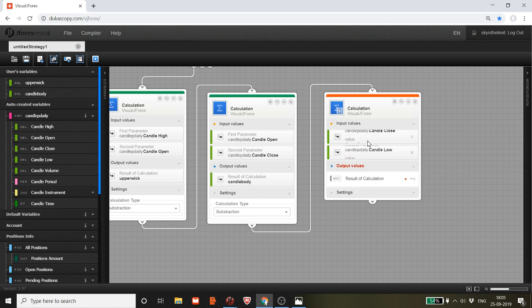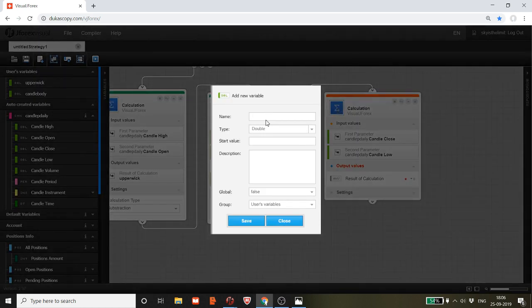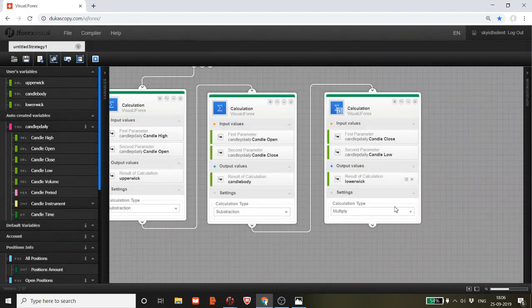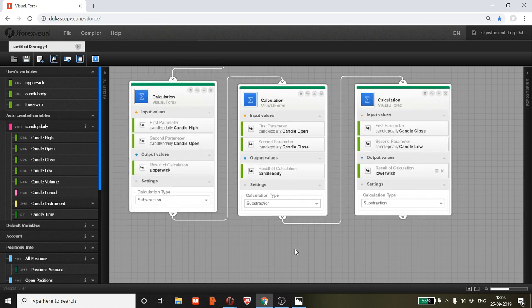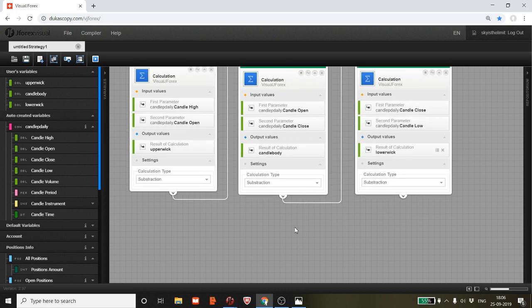Candle daily, candle low, candle close and candle low. Here I will name it lower wick, and then start value 0. Change the setting to subtraction. Now we have got the three parts of the candle: upper wick, candle's body and the lower wick.